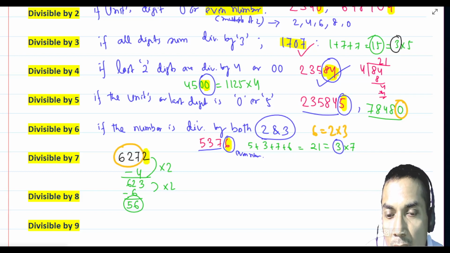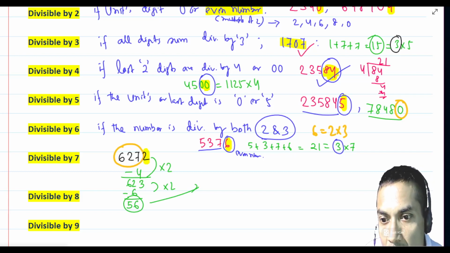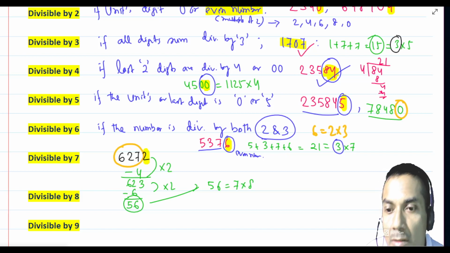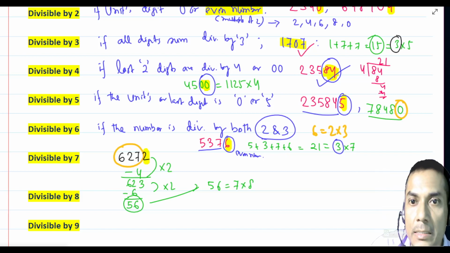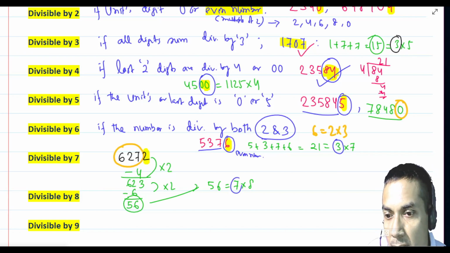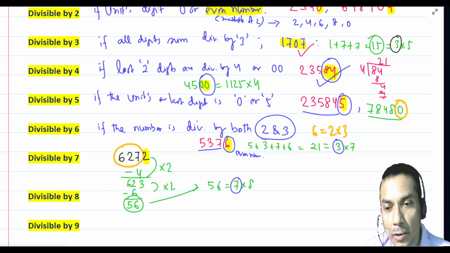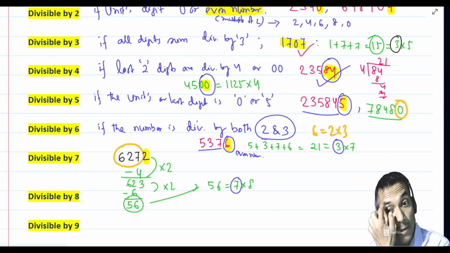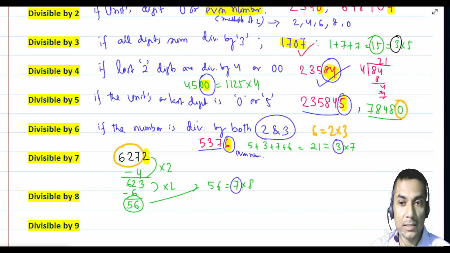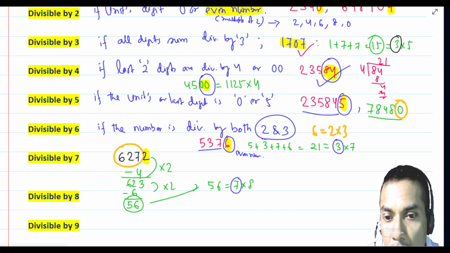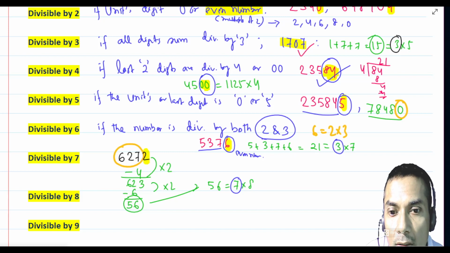Now this 56 is equal to 7 into 8, so it is divisible by 7. Clear? So you have to repeat this calculation till you get a 2-digit number, because we are comfortable dividing any 2-digit number using the multiplication tables. So it is clear to everyone.